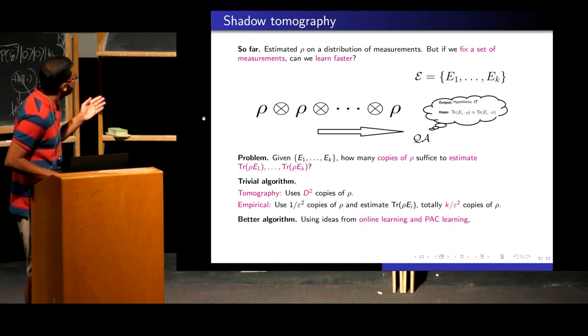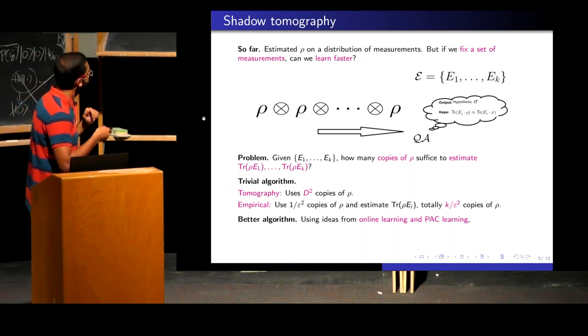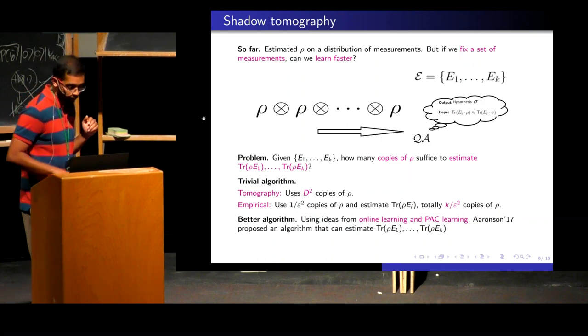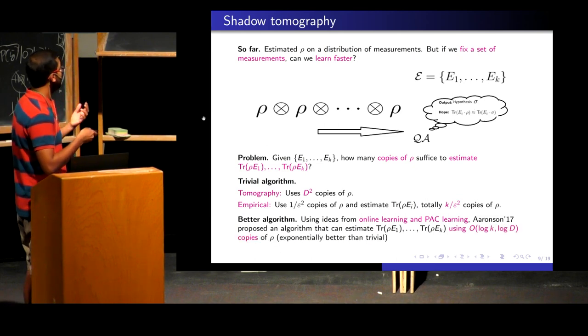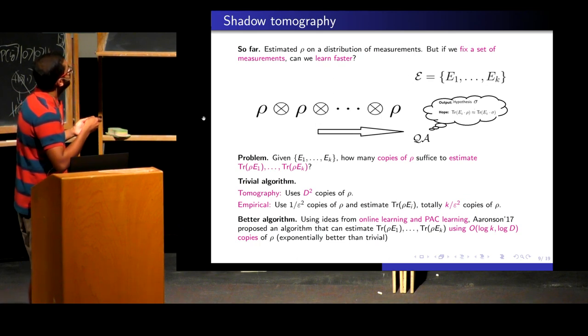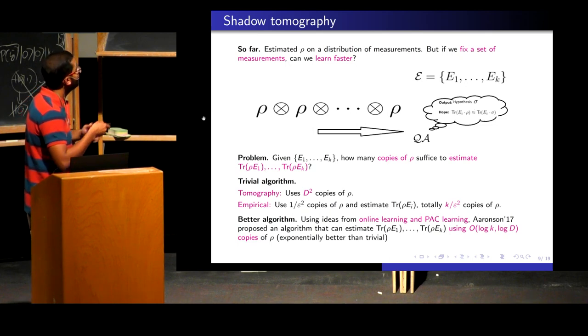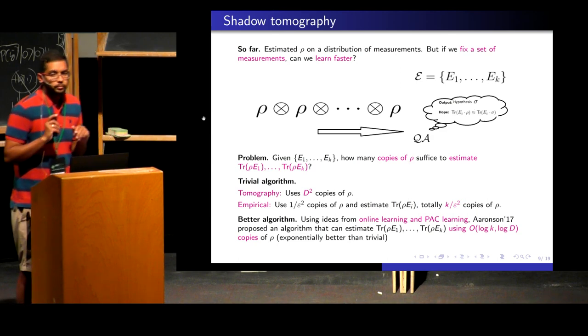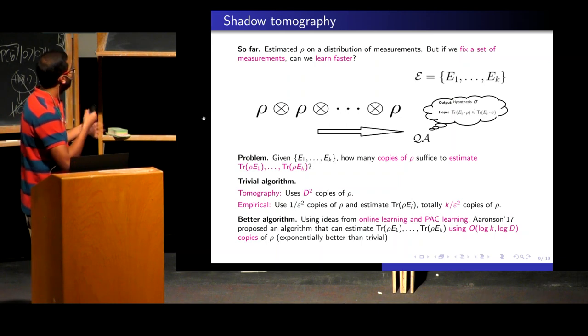So there is a much better algorithm, an exponentially better algorithm. This is using ideas from online learning and PAC learning that Aaronson came up with, where he showed that you can actually estimate trace of rho E1 to trace of rho EK using just log k times log d many copies of rho. So this is exponentially better than both the trivial algorithms. One trivial algorithm based on tomography takes d squared copies. His protocol requires only log d many copies, and the protocol using empirical sampling requires k copies. His protocol just uses log k copies. So if I just want to estimate trace of rho times EI for I equals 1 to k, it suffices to take poly log k, poly log d many copies of rho. So this is a very surprising result, and I'm going to give a proof sketch of this now.